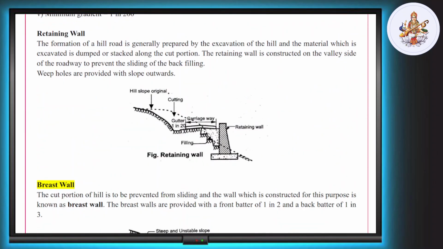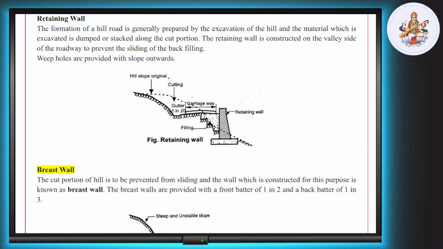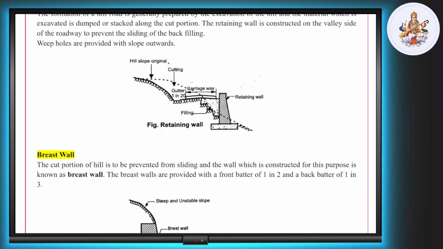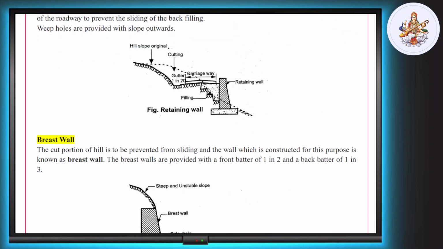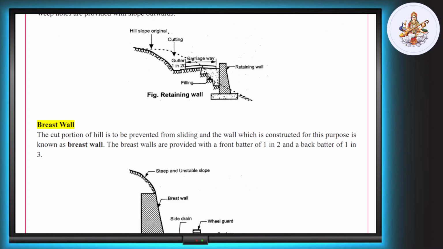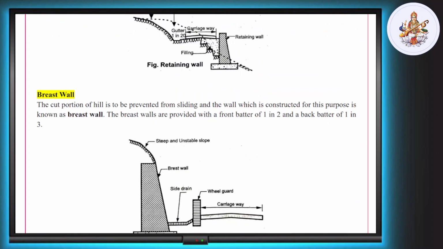Retaining wall versus breast wall. Let's clear the confusion many students have. Retaining wall: built on valley side, outer side of road. Prevents earth filling from sliding. Weep holes provided for drainage. Breast wall: built on hillside, inner side of road. Prevents cut slope from collapsing. Front batter, 1 in 2. Back batter, 1 in 3. Remember, retaining wall equals protects filling, valley side. Breast wall equals protects cutting, hillside.